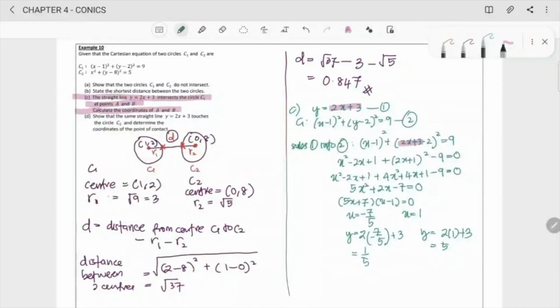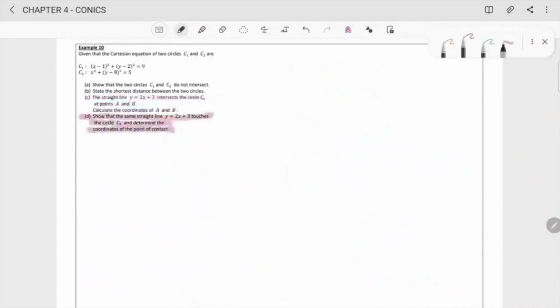So you have two coordinates. The first one is negative 7 over 5, 1 over 5. Let's say we call it A. It doesn't matter as long as you have the 2 points A and B as mentioned by the question. So that's the answer for question C.